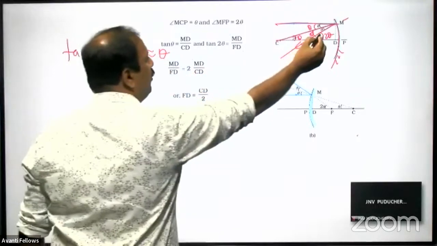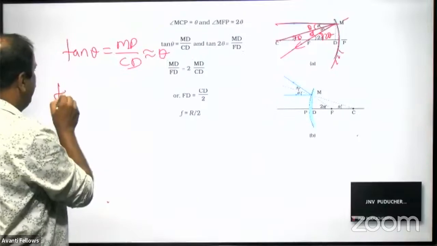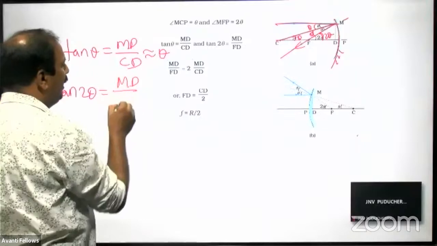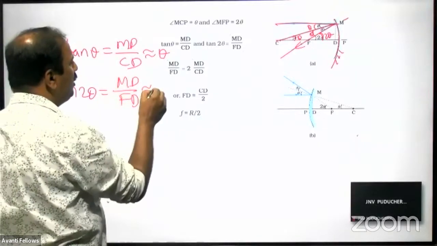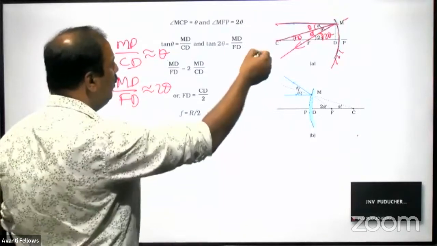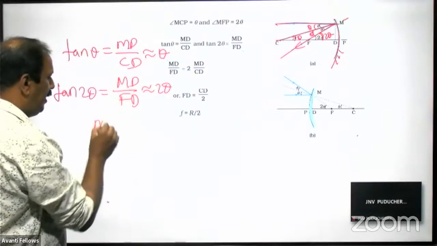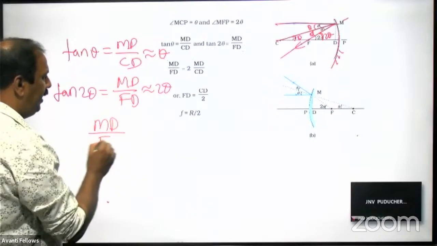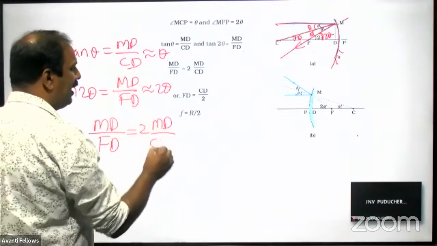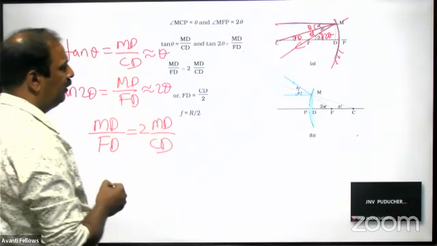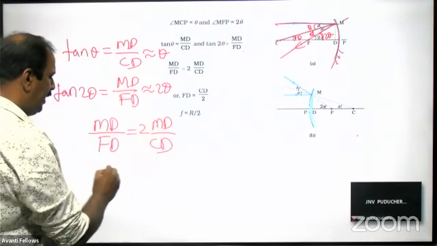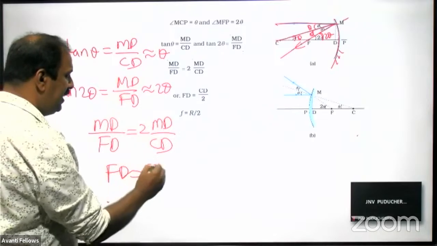Similarly, for this angle, you will get tan 2 theta is equal to MD by FD, which is approximately equal to 2 theta. Now, if you take these two equations, we can write MD by FD is equal to 2 into MD by CD. So this MD is common. From this, rearranging, you will get FD is equal to CD by 2.